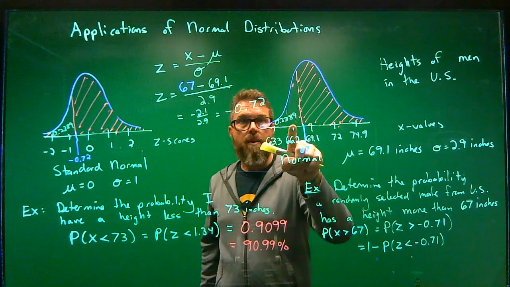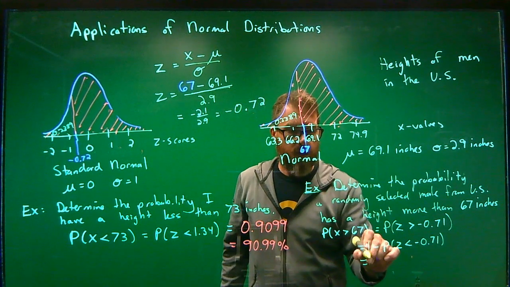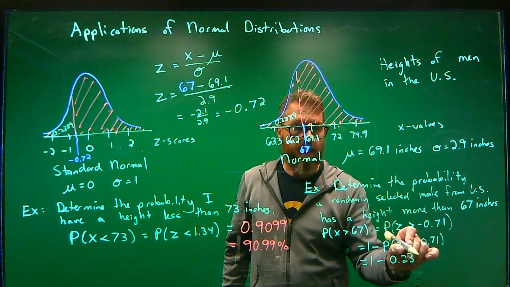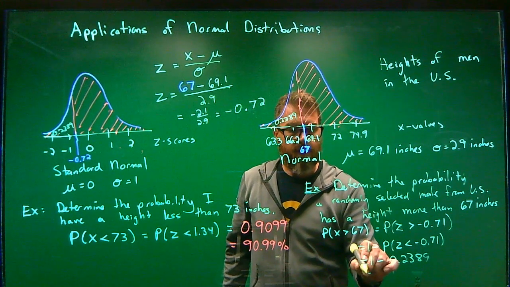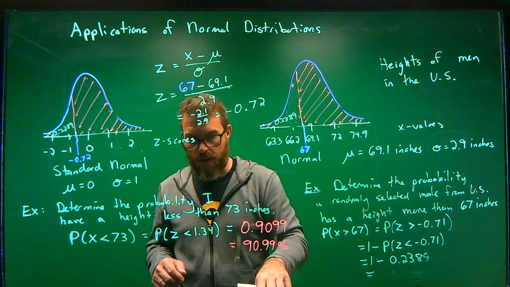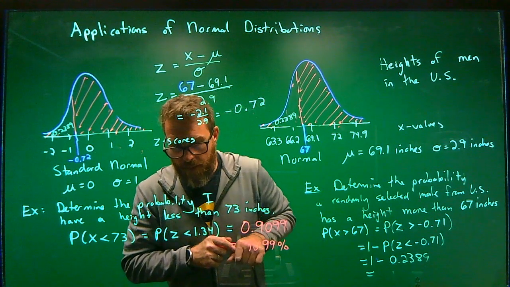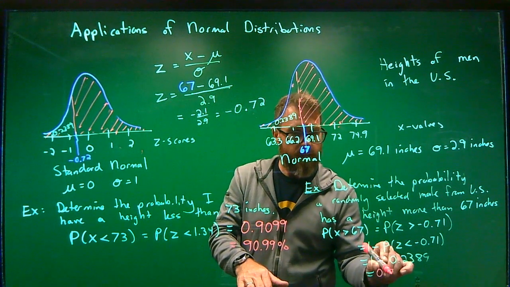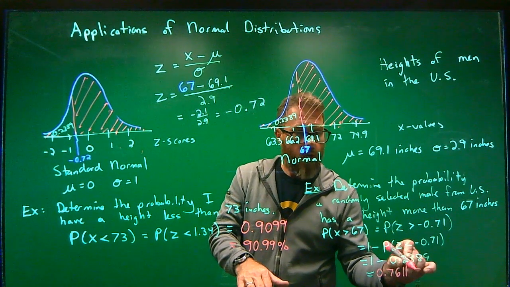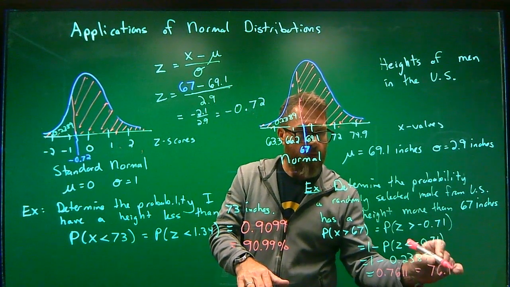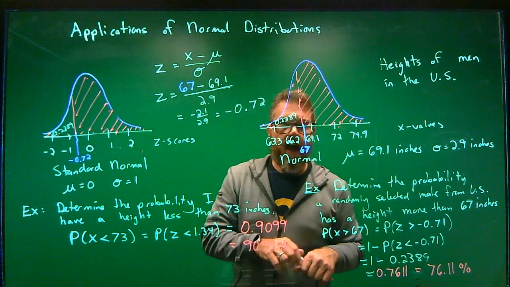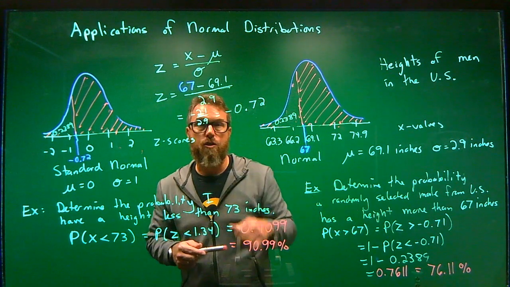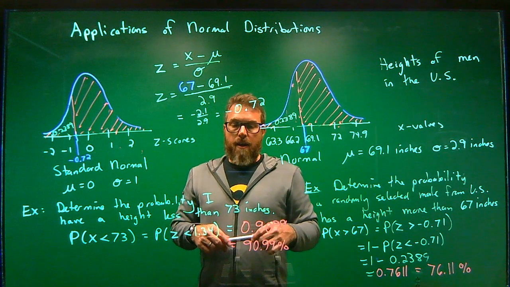So it's 1 minus this number, so this is going to be 1 minus 0.2389, which finally gives us this pink area of 0.7611. Or I can say that this is 76.11%, depending on how the question is asked. If they ask for a percentage, give it as a percentage. If they don't, then the decimal is just fine.